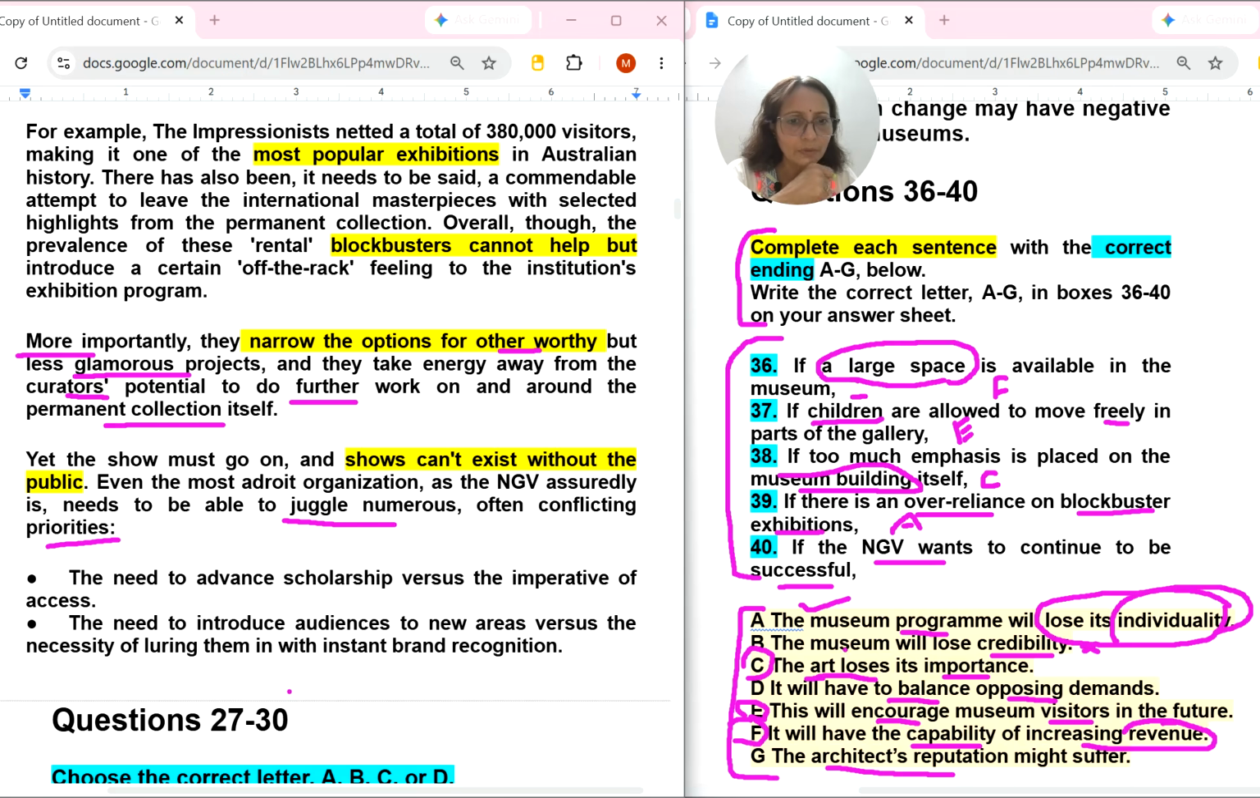What is the option left? Museum will lose its credibility. It will have to balance opposing demands. Yes, here it is given: yet the show must go on, and shows can't exist without the public. Even the most adroit organization, NGV assuredly, needs to be able to juggle numerous, often conflicting priorities. It will have to balance opposing demands, that is conflicting priorities. So this will come with the last one.